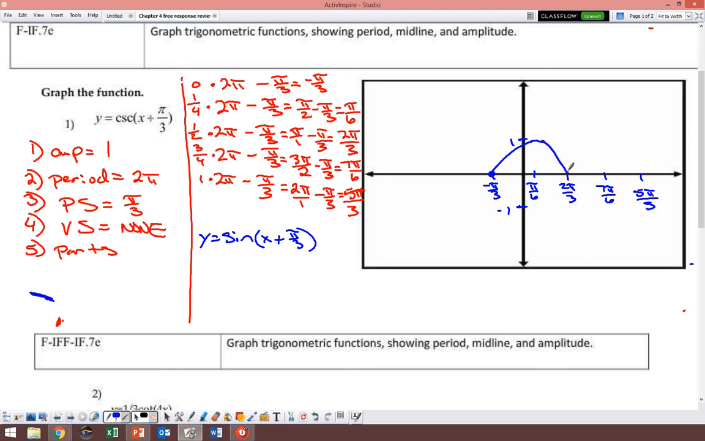And at 7 pi over 6, negative 1. And then at 5 pi over 3, back up to 0, right? So there's my sine wave. Now, I have to have the sine wave here because that's going to tell me certain things. What's going to happen after this? Every time there's a 0, it turns into an asymptote. I have asymptotes there. Zeros are asymptotes.